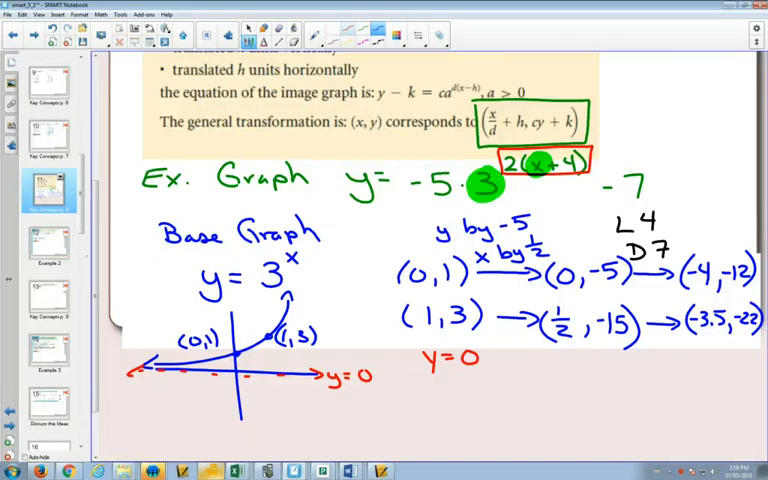What is going to happen to our asymptote? Well, first of all, our asymptote is y equals. So it's only going to get affected when you do things to your y coordinate. When you multiply 0 by negative 5, nothing happens. In fact, nothing happens until you move it up or down. So then when we move it down 7, our asymptote becomes y equals negative 7.